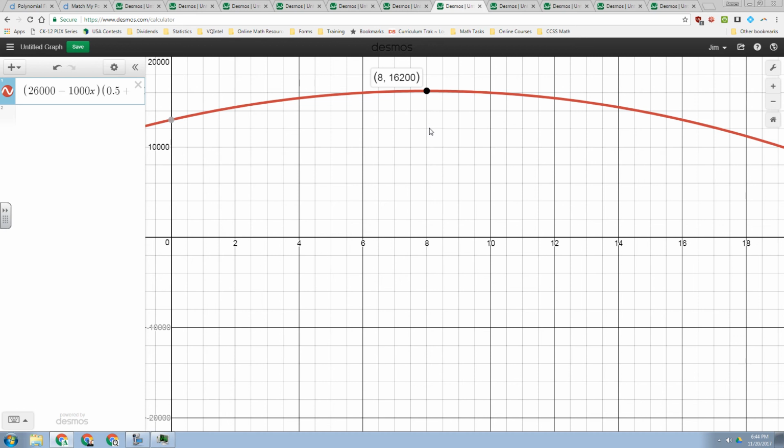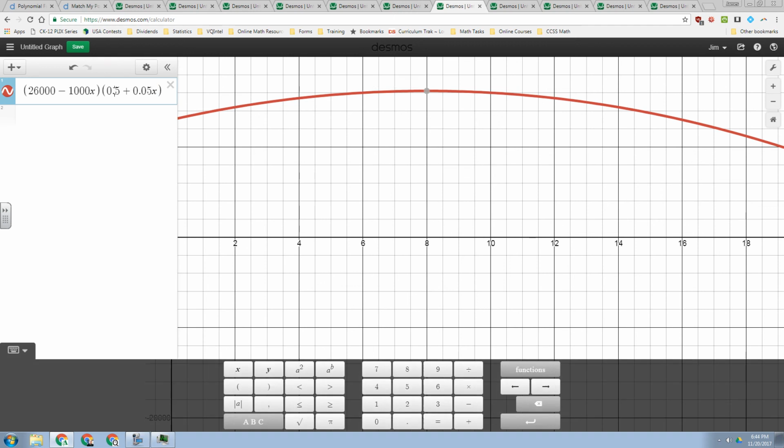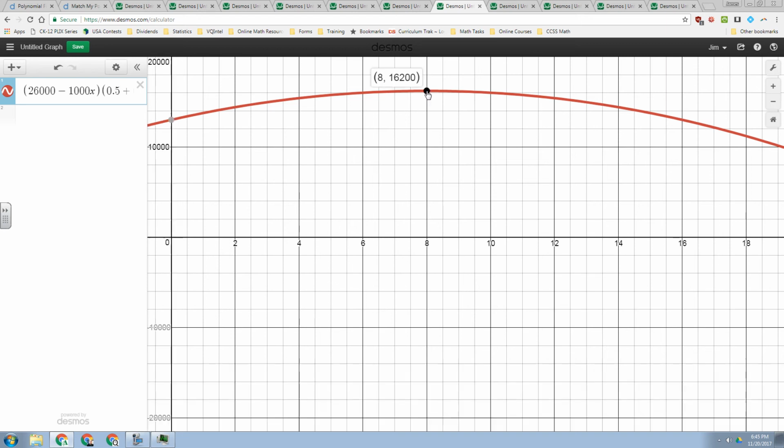And so it asks, how much should they charge per can to realize the maximum revenue? What is the maximum revenue? Well, the Y value is our maximum revenue, $16,200. 8 represents the number of price increases. So we're going to add a nickel 8 times onto 50 cents. So if we add that nickel 8 times, we're going to be charging 90 cents a can. 90 cents a can will maximize this curve.